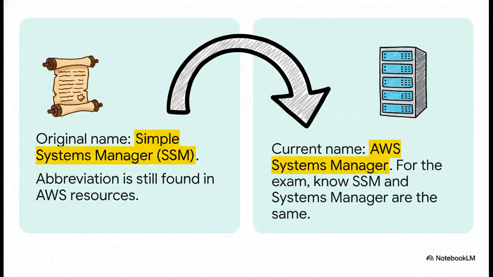Now here's something really interesting, and honestly, this is a super important tip for your exam: the name. You are going to see SSM absolutely everywhere, in the documentation, in the AWS console, even in the names of resources. Just remember this: SSM comes from the original name, which was Simple Systems Manager. Today, the official name is AWS Systems Manager. For the exam, just know that SSM and Systems Manager, they're the exact same thing. Don't let that little detail trip you up.